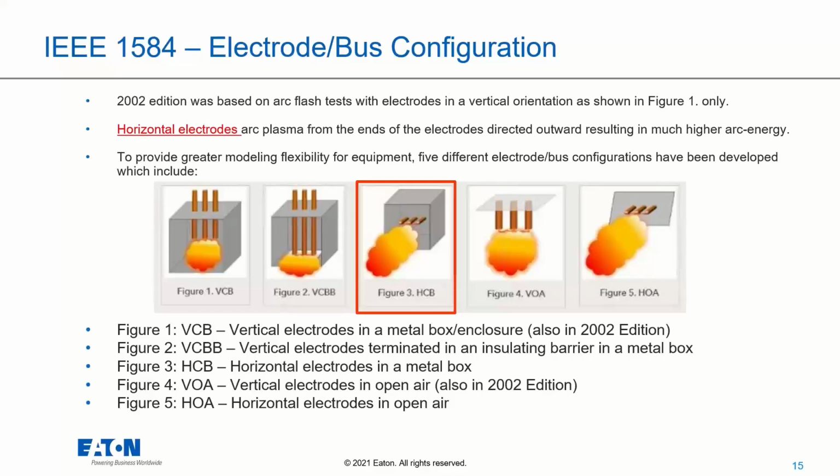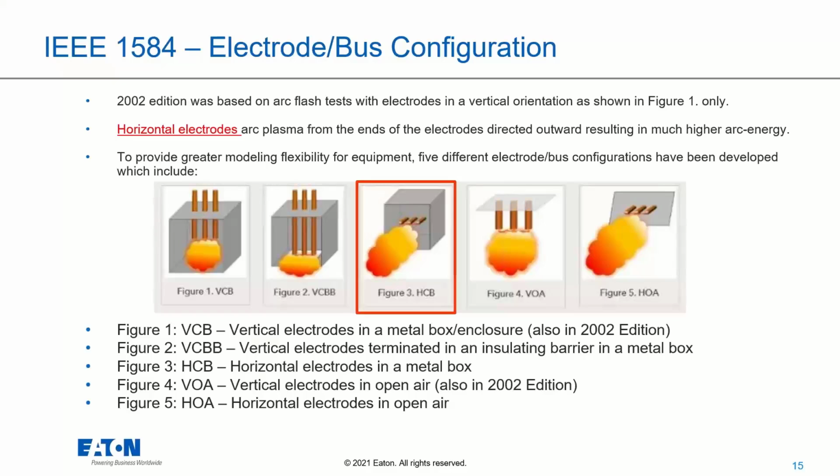And what we find with this HCB, compared to the 2002 edition, is that the values are roughly on average 190% of the energy we would have presumed with the earlier 2002 model. So this means that if you were at an energy level of, let's say, around 20 calories per centimeter squared in the 2002 model, you would actually be closer to 40 calories, which puts you into that zone where normal PPE would not suffice, or there's no PPE available. I'll get into that in the next slide in a little bit.